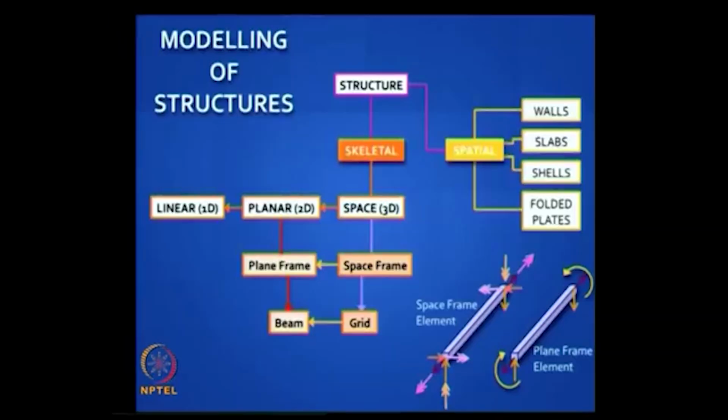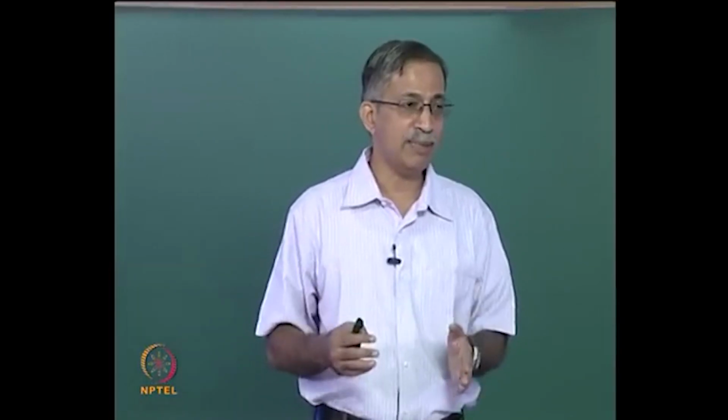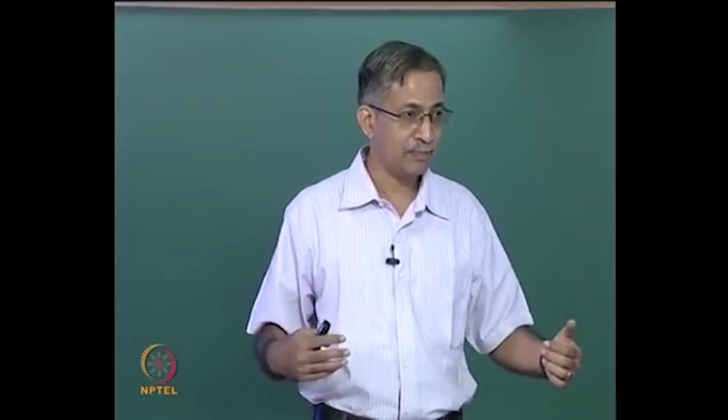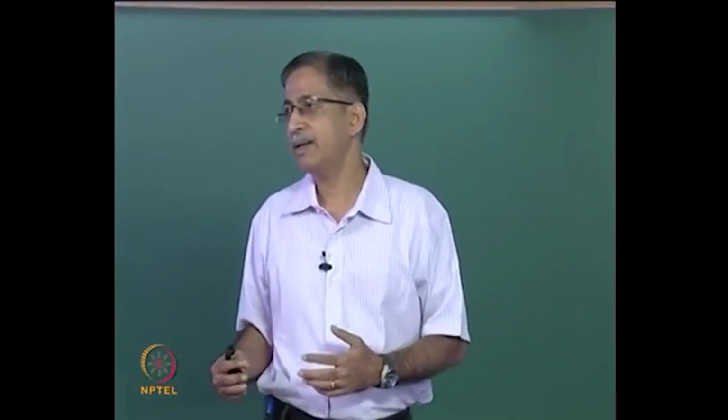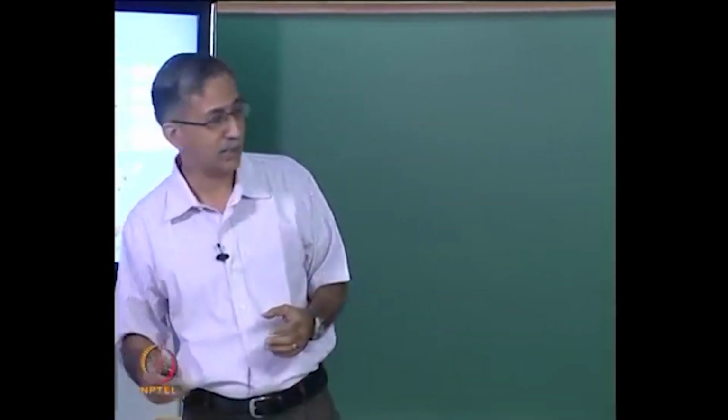So in a grid structure you have twisting moments coming into play, and that is what makes it different from a beam, because in a beam you have just a shear force and a bending moment, but in a plane frame element you have a shear force, bending moment and an axial force. In a grid element you have shear force, bending moment and a twisting moment, but no axial force.